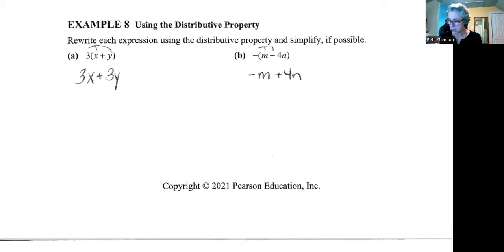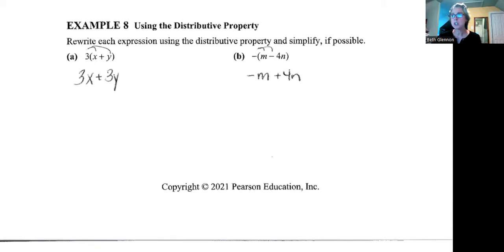So let's try those. Distributive property, you're going to take what you have on the outside. Here we've got this 3 on the outside, and it gets distributed to both the X and the Y. Now, really, X and Y in this case, you cannot add those two together, obviously. So that's why you would distribute.